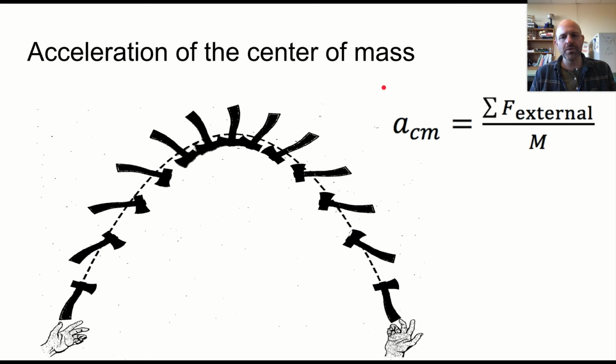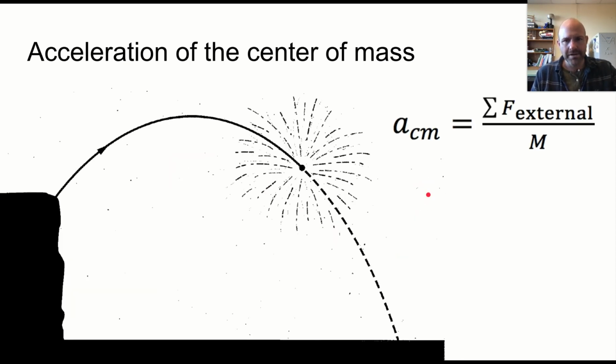But if you look at this object, it's a complicated motion. And we looked at that video of the tennis racket being thrown. If you watch one end of it, it's a complicated, cycloid kind of shape. But if you watch the center of mass, it follows a parabola.